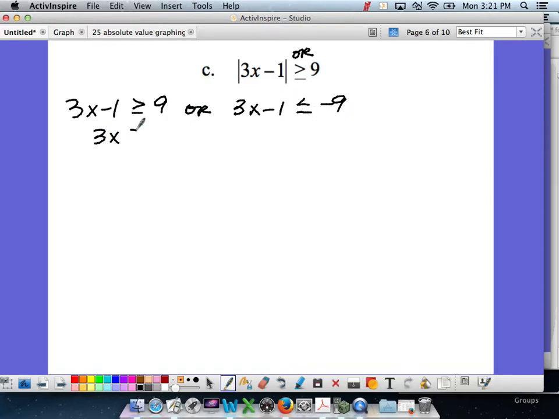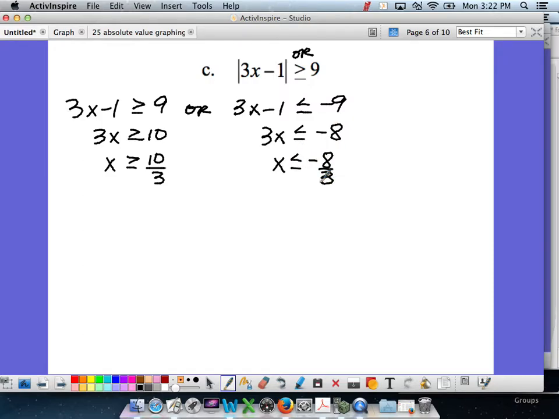I'm going to add 1 to both sides. That's 10. x is greater than or equal to 10 thirds. Here, add 1 to both sides, and that's less than or equal to negative 8. So x is less than or equal to negative 8 thirds.